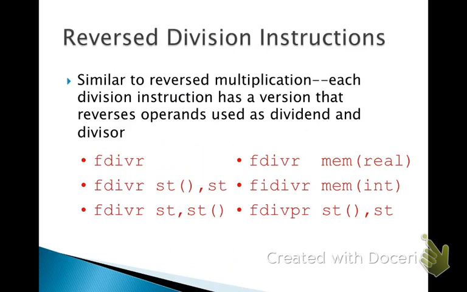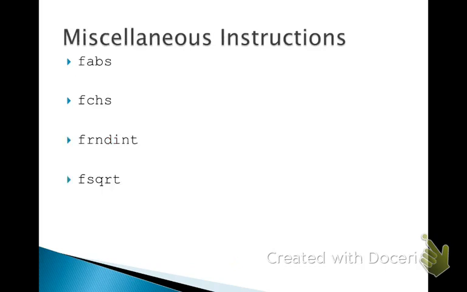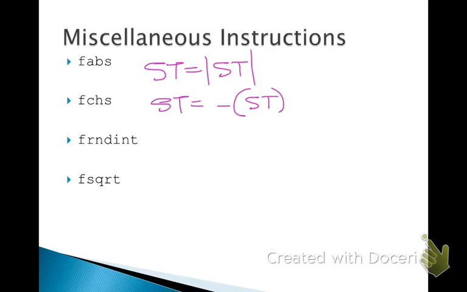I want to go over some miscellaneous instructions. Hopefully, there we go. There are miscellaneous instructions. First one, your guess would be right. This is going to calculate the absolute value of stack top, replacing stack top with its absolute value. FCHS, change sign, is going to change the sign. So ST, stack top, is going to equal the negative of ST.